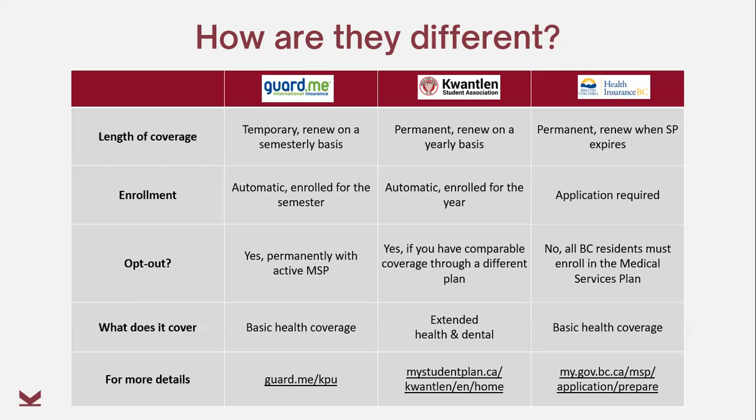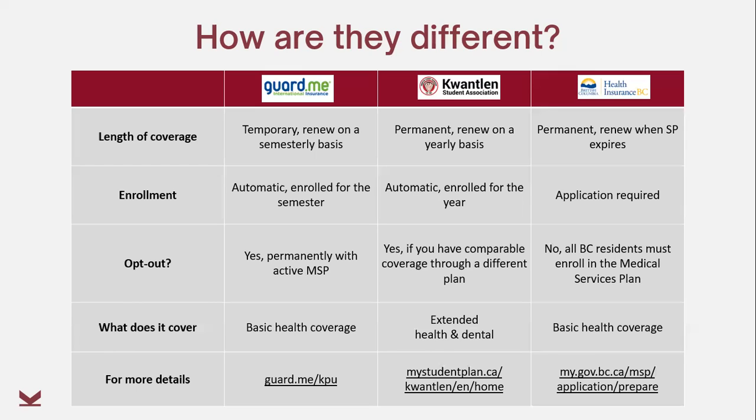With the KSA Extended Health and Dental Plan, although it says yes, you can opt out if you have comparable coverage through a different plan, you need to prove to them that you have a similar plan. However, we again recommend students not to do that because it's hard to find something comparable at this cost. It is very cheap because you're a student at KPU, and, for example, prescription drugs and dental here are very, very expensive. But the option is there if you would like to opt out.